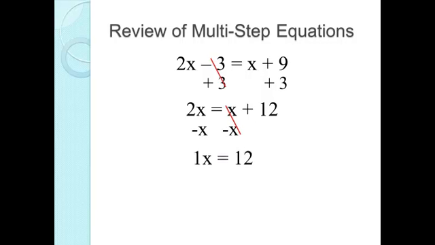We are now left with 1x equals 12. Our last step would then be to divide by 1 on both sides of the equation. This leaves us with the final answer of x equals 12.